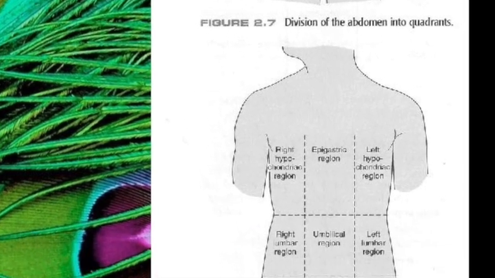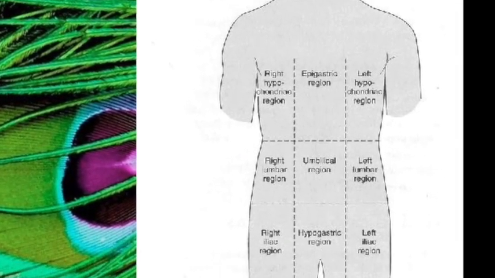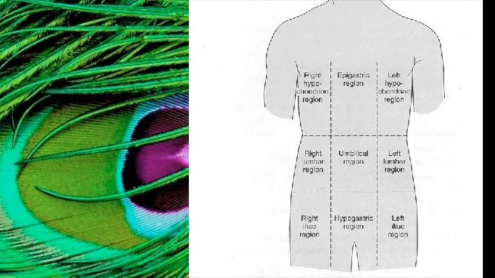Check out figure 2.8, which is on the lower part of this slide. The right and left hypochondriac regions are located on the sides and are covered by the lower ribs. The term hypochondriac means below the ribs. It also means an individual with an abnormal or excessive concern about his or her health. The epigastric region is located above the stomach. The right and left lumbar regions are located on the sides near the inward curve of the spine.